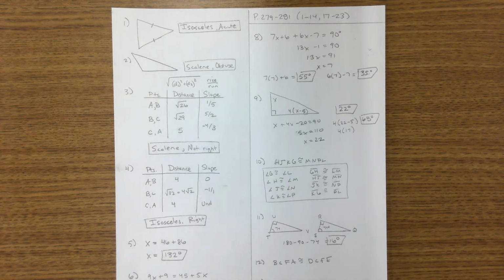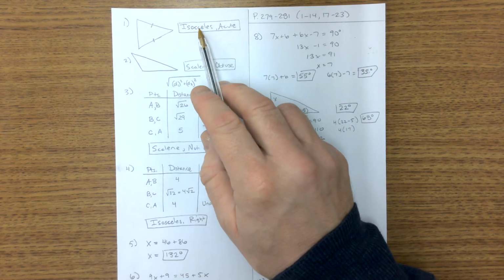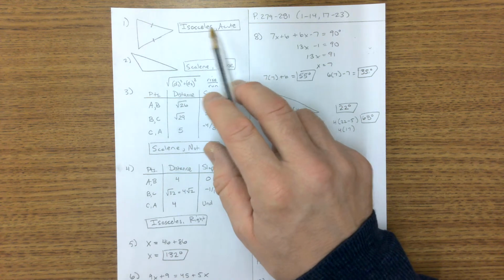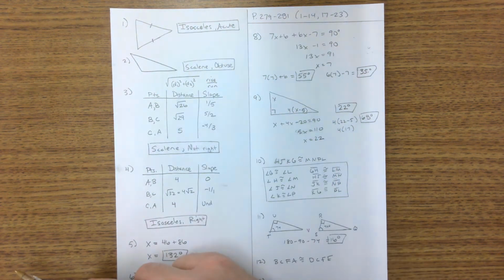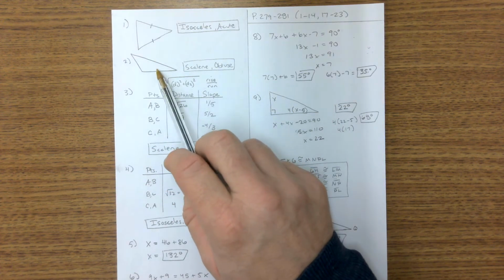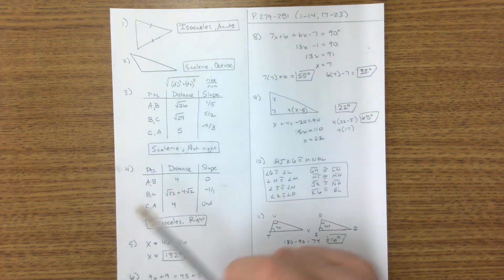Problem number 1, identify the type of triangle. Well, there's two sides together, so it's isosceles, and it is okay to go ahead and look at it. We will assume they are to scale. It is an acute triangle. Number 2, scalene. None of the sides are equal, and it is okay to look at it. It is to scale. Obtuse.